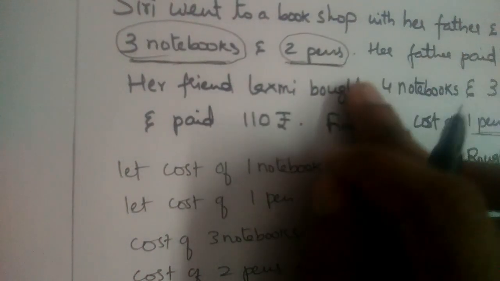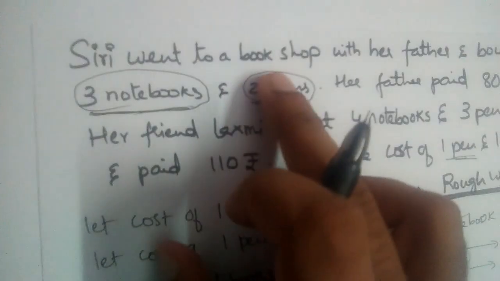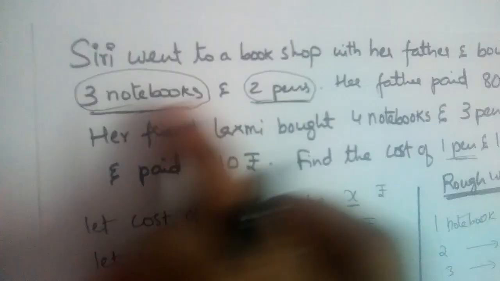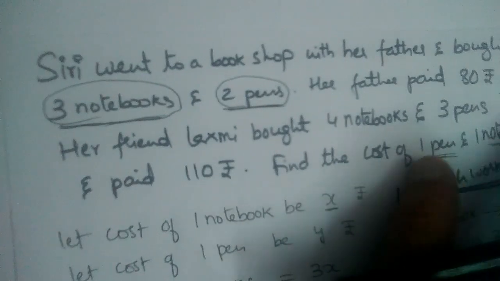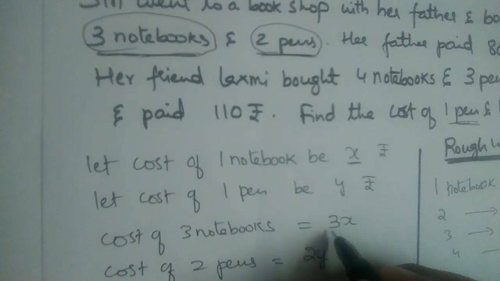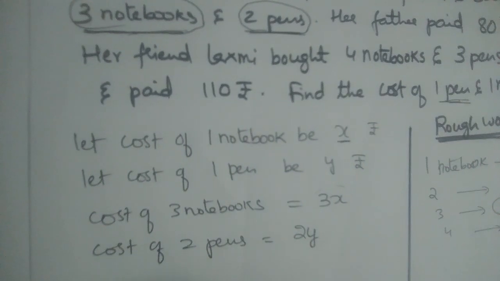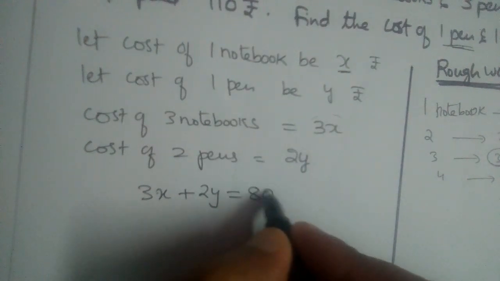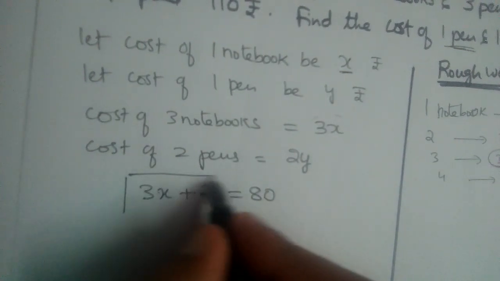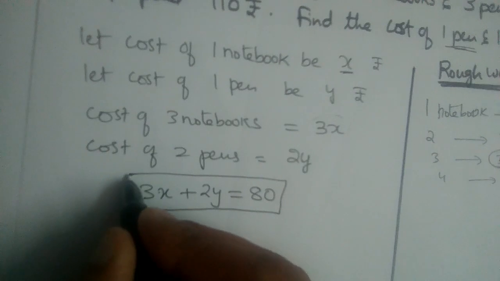Okay. See, in the first situation, Siri went to a bookshop with her father and bought 3 notebooks and 2 pens. And her father paid 80 rupees. Okay. So this 3x and 2y together is how much? 80 rupees. So 3x plus 2y is equal to 80 rupees. This is our first equation.